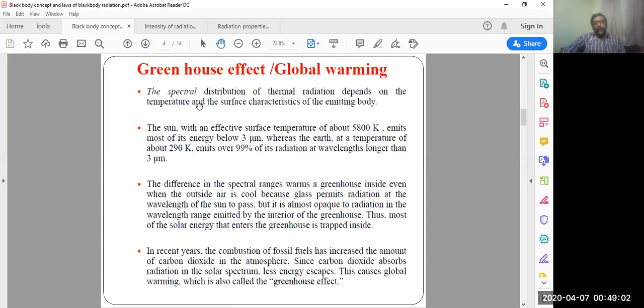When you discuss the spectral distribution of thermal radiation, the distribution depends on the temperature as well as the surface characteristics. For example, the sun has an effective surface temperature of about 5800 Kelvin. The emitted radiation from the sun is always under 2 micrometer. At the same time, the earth has an average surface temperature of about 290 Kelvin, and about 90% of its radiation is emitted at wavelengths greater than 4 micrometer. So there is a difference in the spectral range of the sun and that of the earth's radiation.